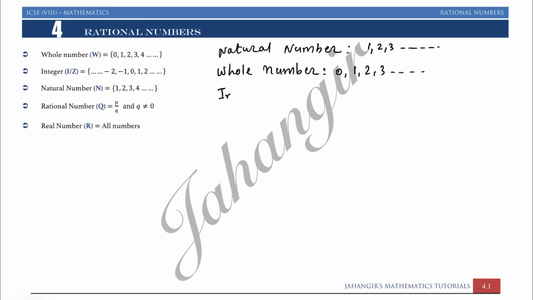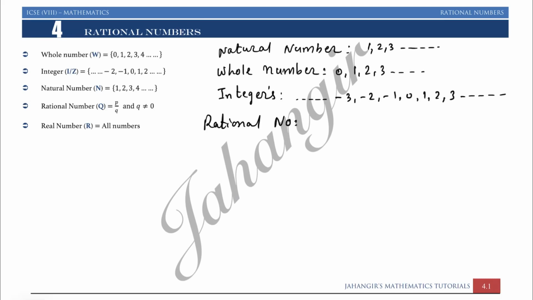Now the third main number is integer. Integers are exact numbers, both negative and positive. Negative minus 3, minus 2, minus 1, 0, 1, 2, 3. It goes on. Now rational number, which we are going to learn in this chapter.